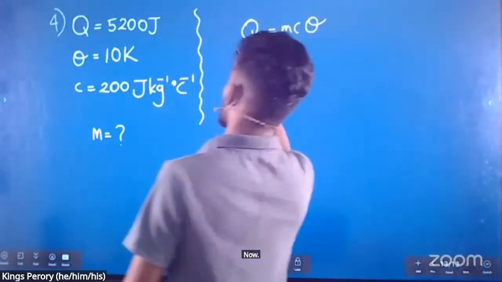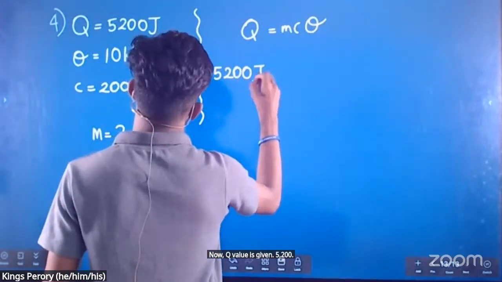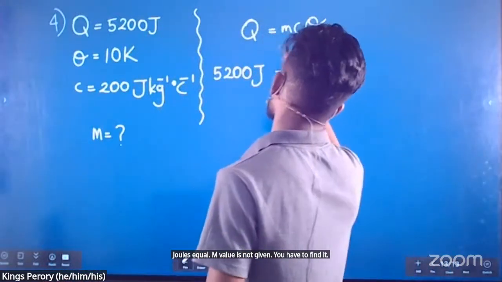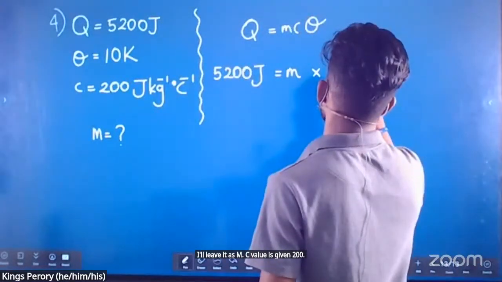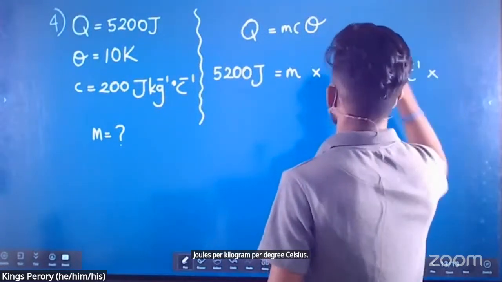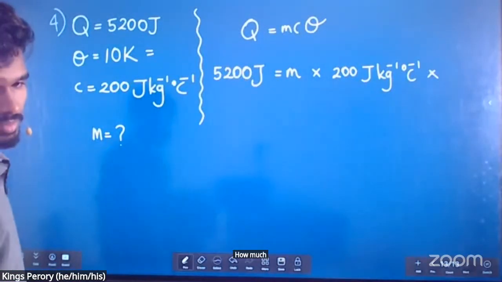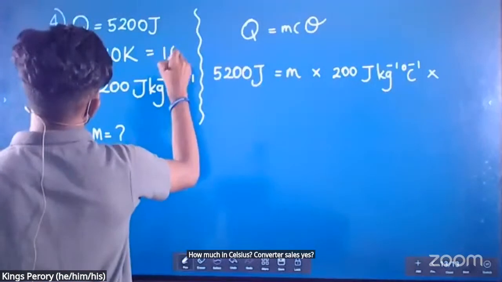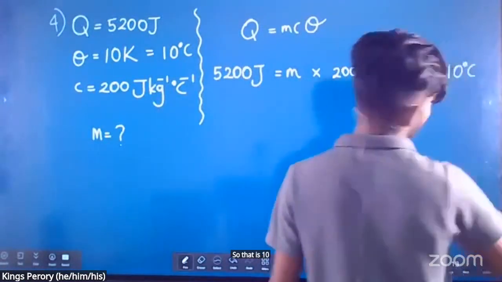Now the Q value is given, 5200 joules. The M value is not given. You have to find it. I'll leave it as M. The C value is given, 200 joules per kilogram per degree Celsius. The theta value is given in Kelvin. Tell me, 10 Kelvin, how much in Celsius? Convert to Celsius. 10 degrees Celsius. So that is 10 degrees Celsius.